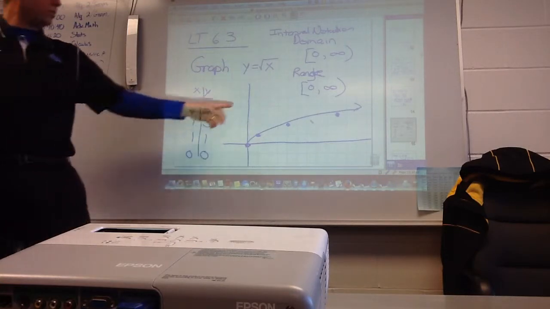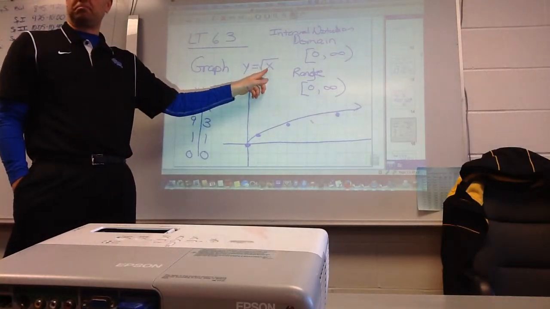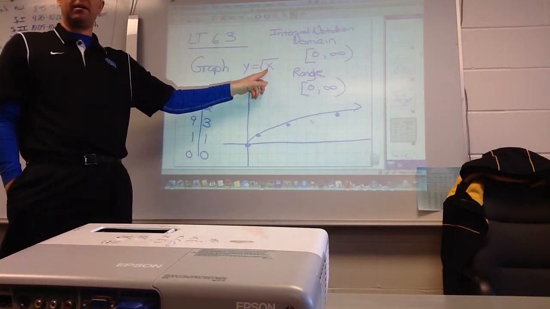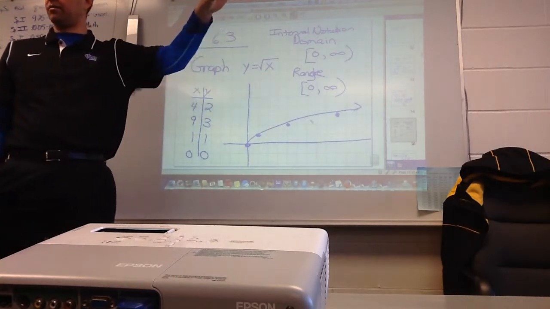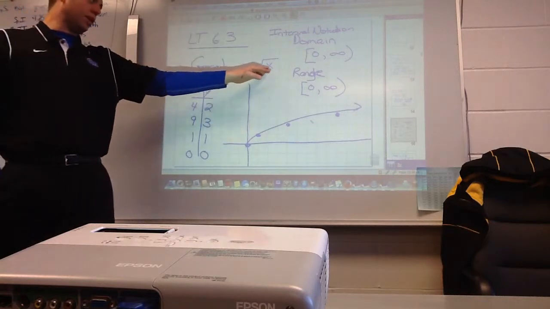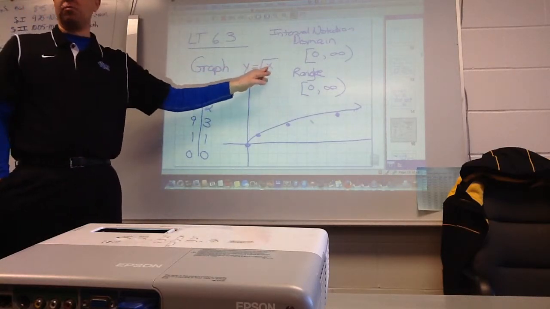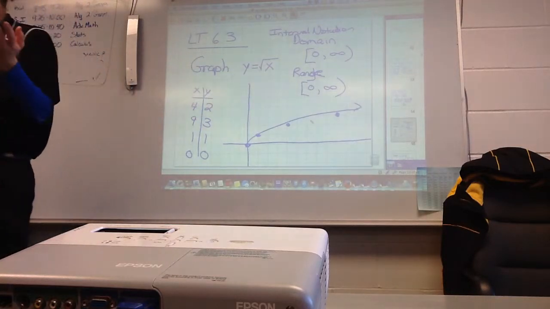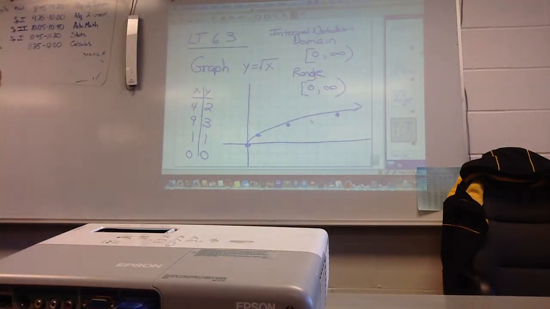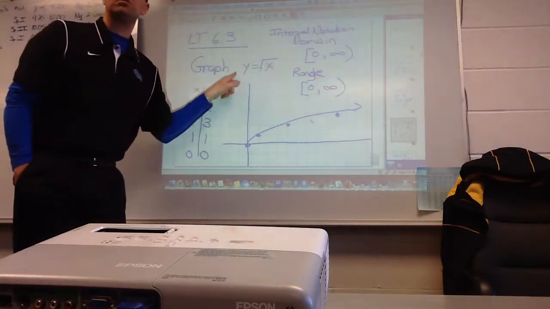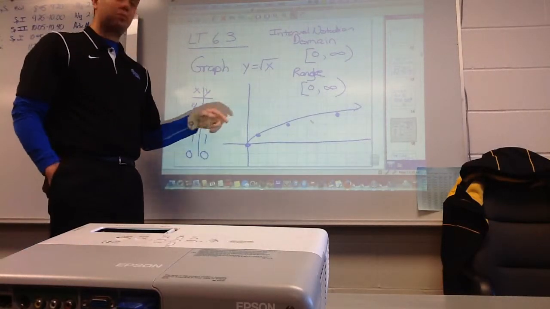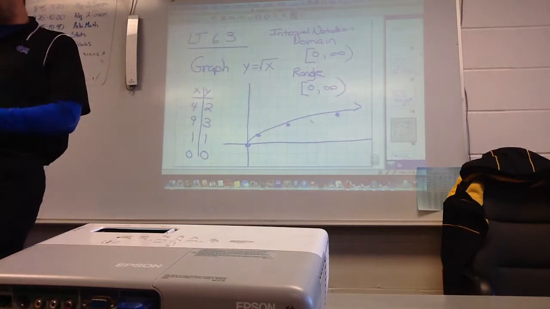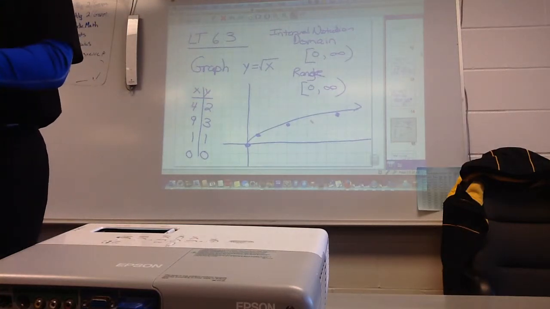Another way to think about it is, what numbers can you plug in for x? 0 and anything bigger than 0, right? I doubt you're going to plug in 4.67, but can you plug in 4.67 for x and get an answer? Yeah, it won't be a nice one, but you can do it. Can you plug in negative numbers for x and get answers? No, because you can't do even roots of negative numbers.